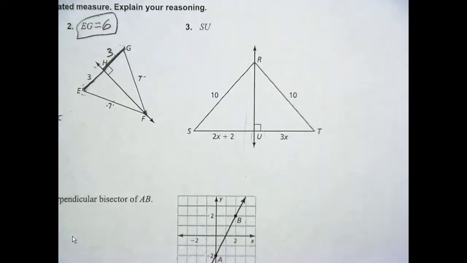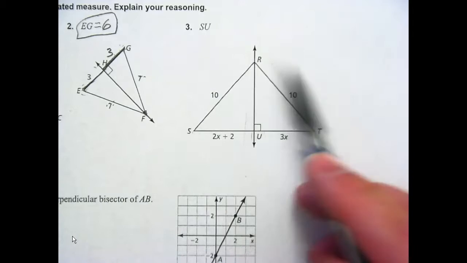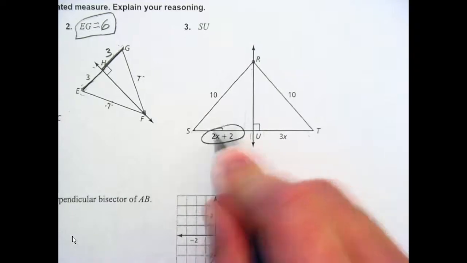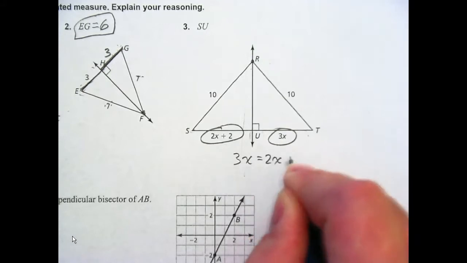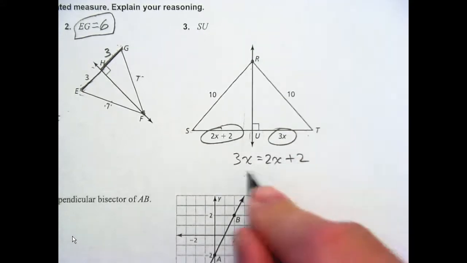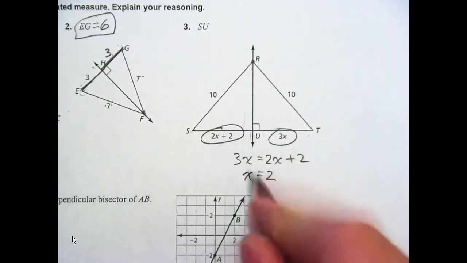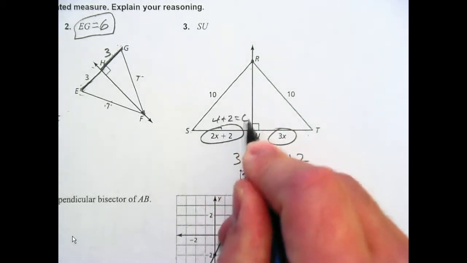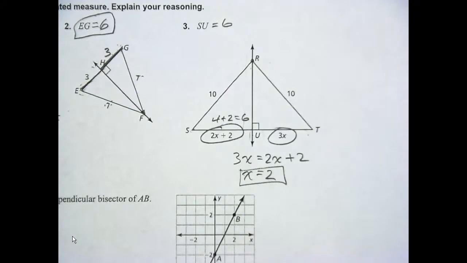Go ahead, Isaac. Yeah, RT and RS are congruent. They're both 10. Therefore, they're equidistant from the endpoints. Good. Which means this and this then are also congruent. Well done. So 3x equals 2x plus 2, excuse me. So x is 2. And if I'm trying to find SU then, I've got to plug that 2 back in right here, which gives me 4 plus 2 or 6. Cool. Any questions?